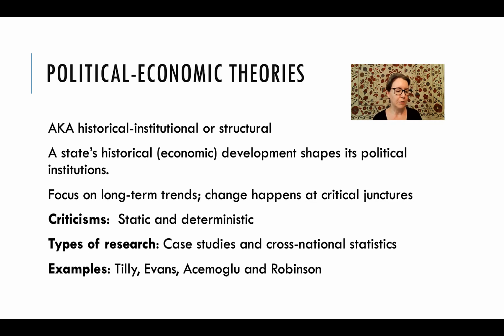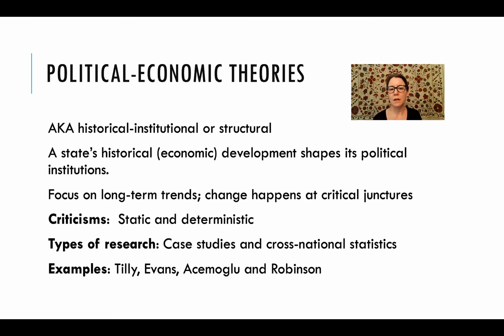These theories can be criticized for being overly static. In other words, it's very difficult for change to actually occur. It's hard to explain exactly what a critical juncture is and how they happen. They're also criticized for being deterministic. This means that they don't give a lot of credit to individual actors, to actual people, for having agency and for making change on their own.